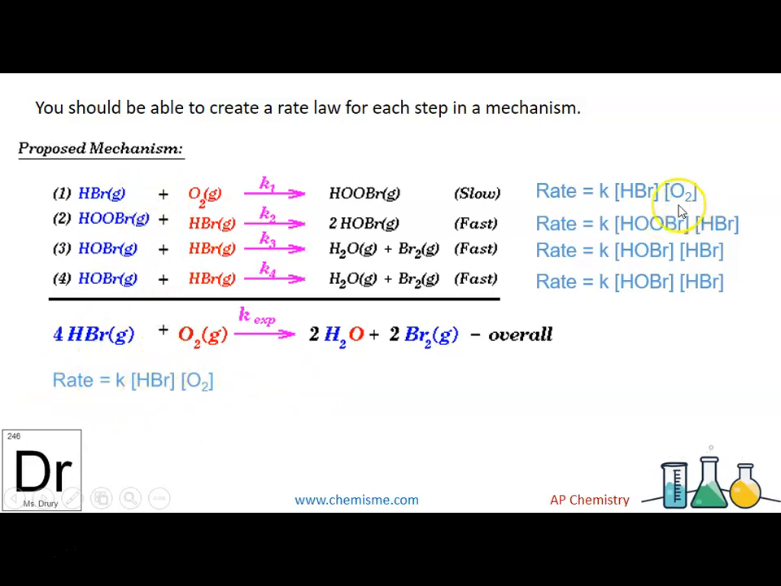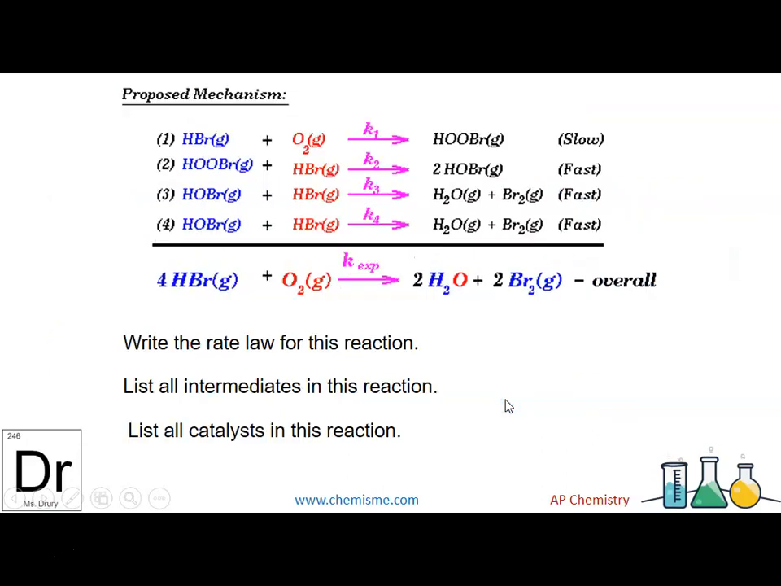See how the slow step has HBr as well as O2 with the same order? And that's why it was labeled the slow step. So slow steps determine the rate law. Their rate laws should be identical. So if we wrote the rate law for this reaction, we know it's HBr times O2.